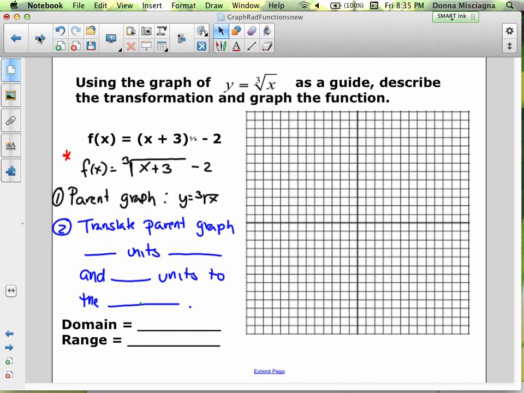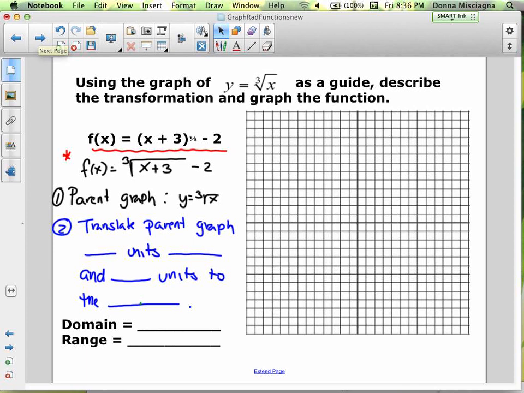Right, so here we have it written with a rational exponent. But we learned in that nth roots lesson that an exponent of 1/3 is the same thing as a cube root. So we have f of x equals the cube root of x plus 3, minus 2. The parent graph is y equals the cube root of x.